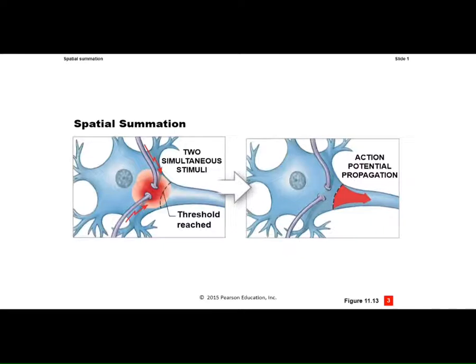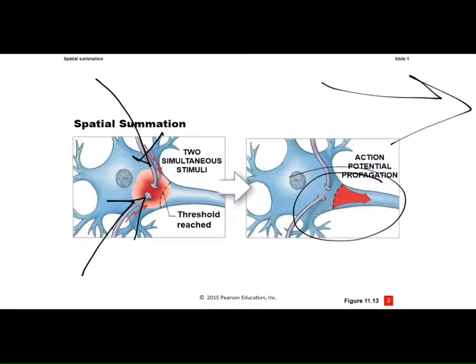So now we're not talking about one signal coming down, but we're talking about signals coming down from multiple axon terminals to the same soma at the same time, many of them coming in, again, causing threshold to be reached and action potential to be generated. So two different kinds of summation.